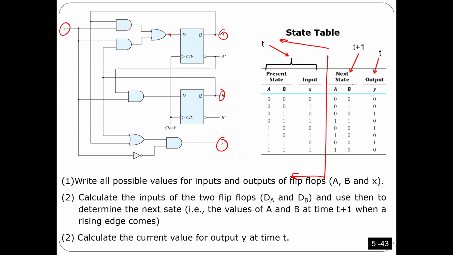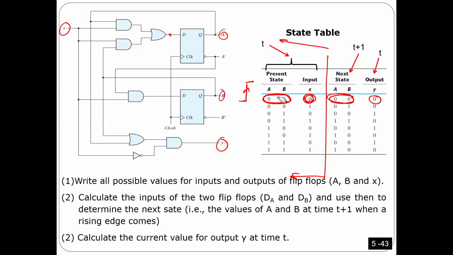In the output, you also have A and B, but this is the new value for A and B when the clock comes. So that means if A is 0 and B is 0 and X is 0, if this is the current state and a clock comes, the new state is going to become 0, 0, and Y is 0. That means if I'm in state 0, 0 and X is 0, I will stay in the same state, 0, 0. That's the meaning of it.